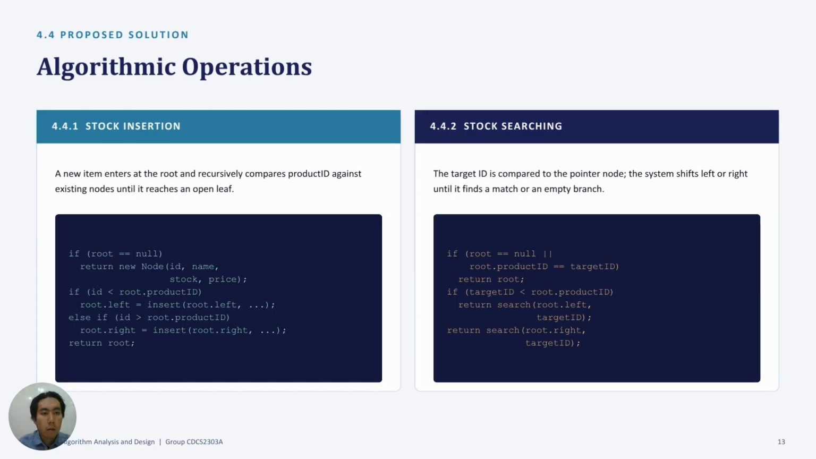And for algorithmic operations, there are two main functions that it will insert in the BST code. The first one is stock insertion, which handles the root and recursively compares the ID against existing nodes. And next is stock searching, where it compares the pointer node and the system shifts left or right until it finds the match or an empty branch.